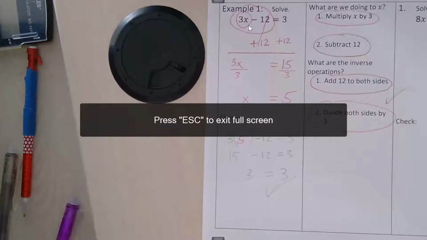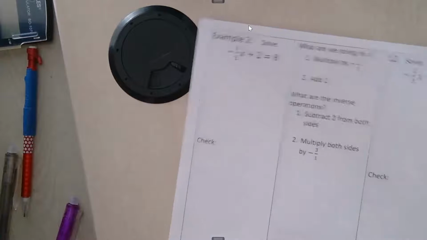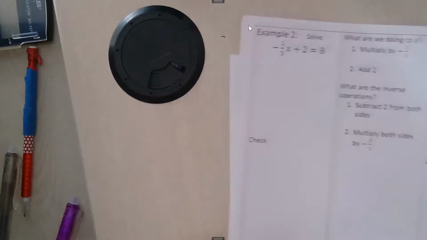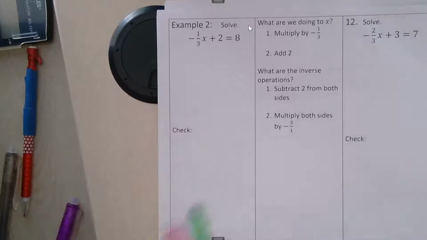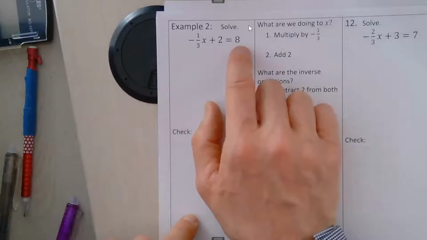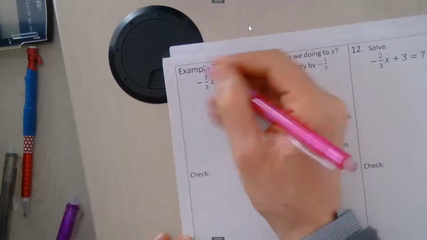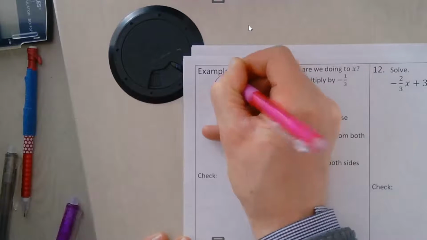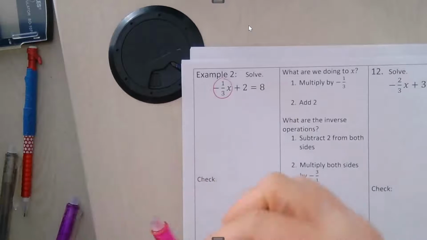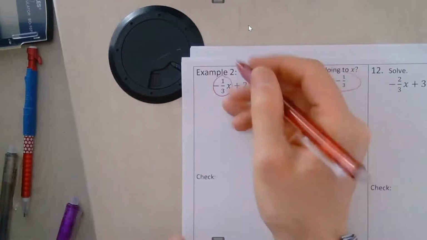Now I'm going to do example 2. Example 2, negative 1/3 times x plus 2 equals 8. So what do we do to x? Well, first we multiply it by negative 1/3. Then we take that answer and then add 2 to that answer.